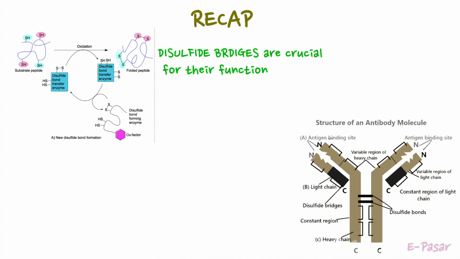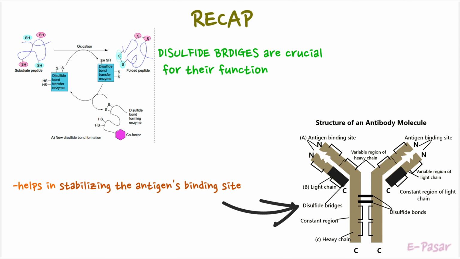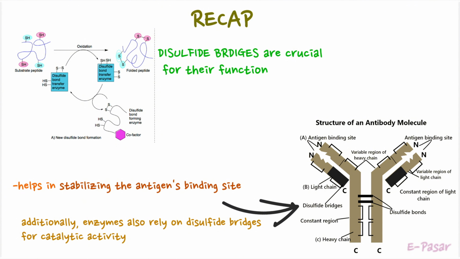For example, in antibodies, disulfide bonds contribute to the stability of the antibody structure. They also stabilize the binding site for the antigen, which is responsible for recognizing and binding to a specific target. Enzymes also rely on disulfide bridges for their catalytic activity by stabilizing the active site of the protein.